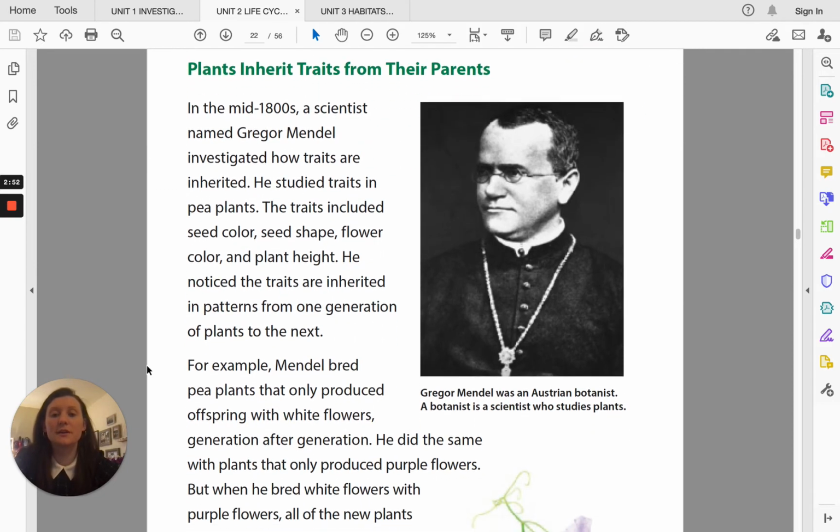Plants inherit traits from their parents. In the mid-1800s, a scientist named Gregor Mendel investigated how traits are inherited. He studied traits in pea plants. The traits included seed color, seed shape, flower color, and plant height. He noticed the traits are inherited in patterns from one generation of plants to the next.